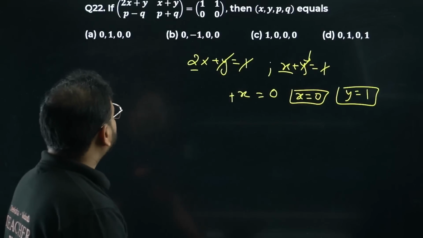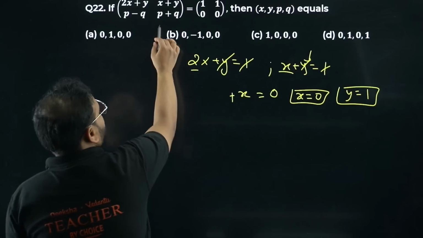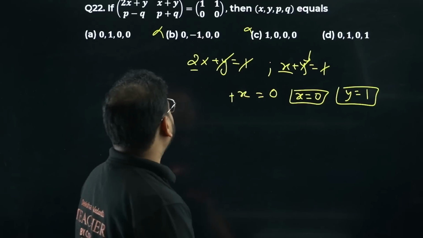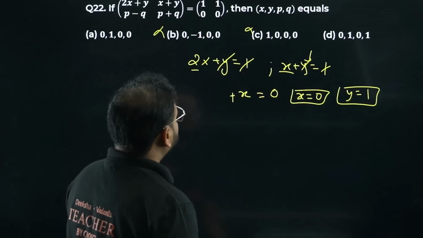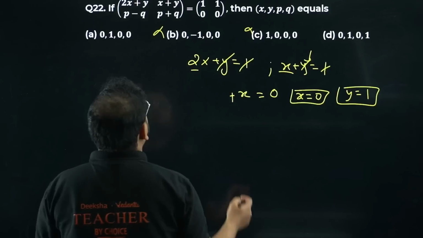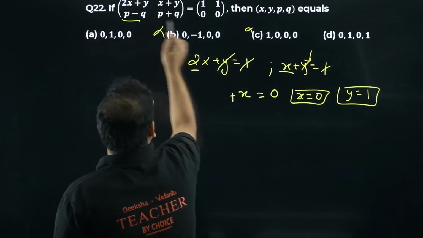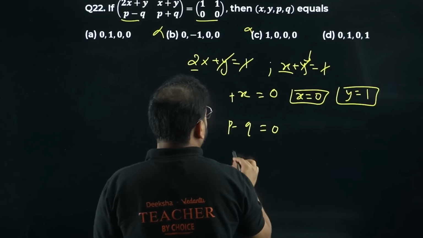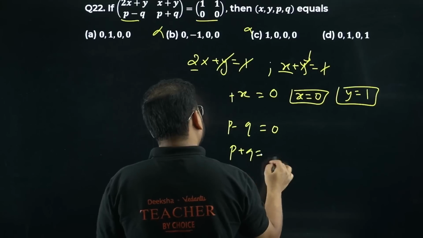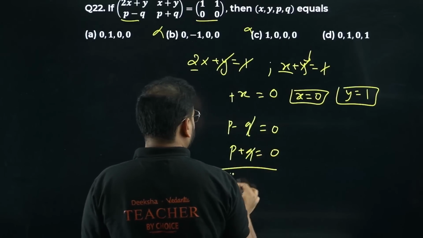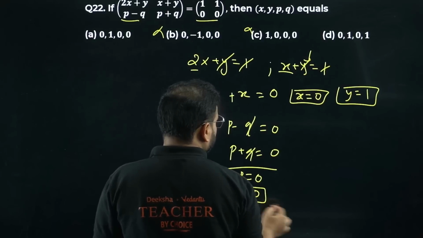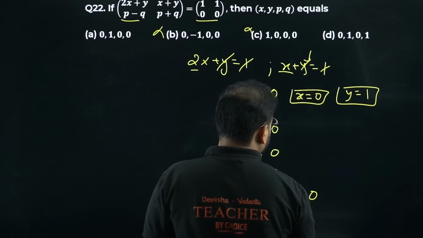So this is clear. We can't have option B now. We can't have option C also. So we have to choose from A and D only. We have 0, 1. Now let's look at P minus Q and P plus Q. We have P minus Q as 0 and P plus Q as 0. Add them. 2P is 0, which means P is 0. And Q has to be 0 again because the sum is 0.